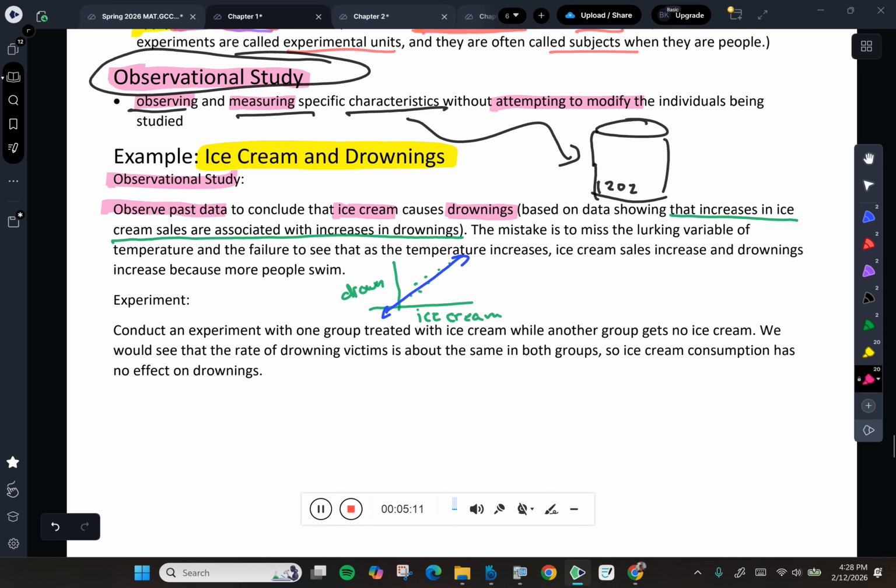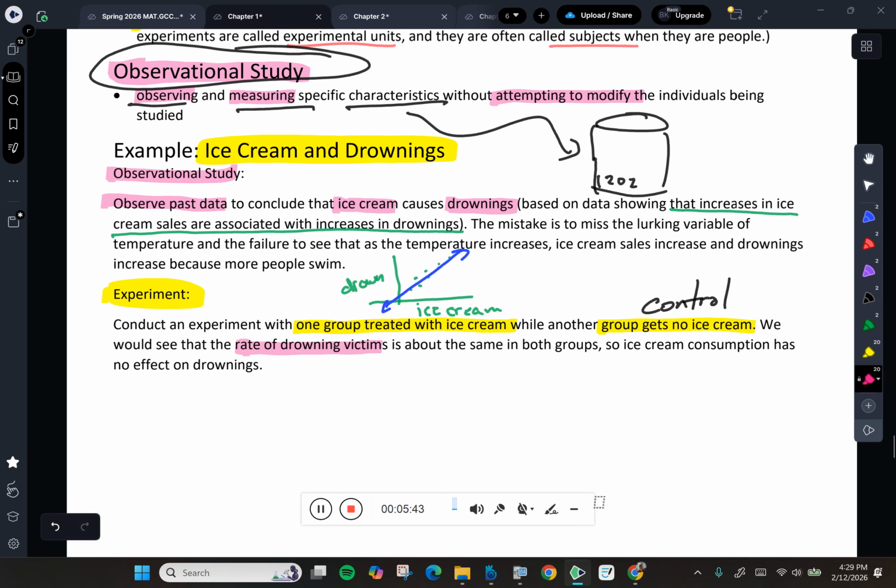Contrast that if you were going to do an experiment to see if there was a relationship between ice cream and drownings. Well, if you were going to do an experiment to compare the two, you would take one group and you would treat them with ice cream. And there's a play on words there because ice cream is a treat, but it would be the treatment. So you would have one group eat ice cream while a second group would get no ice cream, often referred to as the control group.